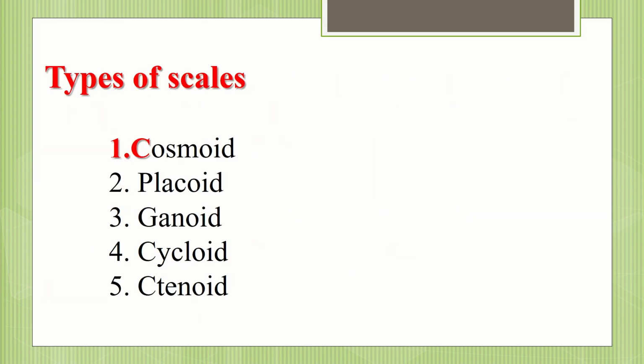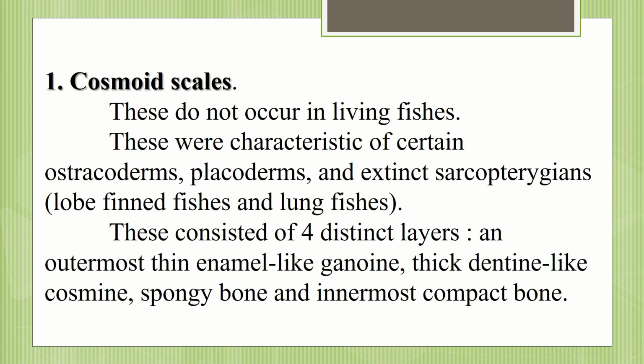Then there are different types of scales. Basically, there are 5 types of scales: cosmoid, placoid, ganoid, cycloid, and ctenoid. These are the 5 types of scales found in different fish species. In that, first, cosmoid scales.